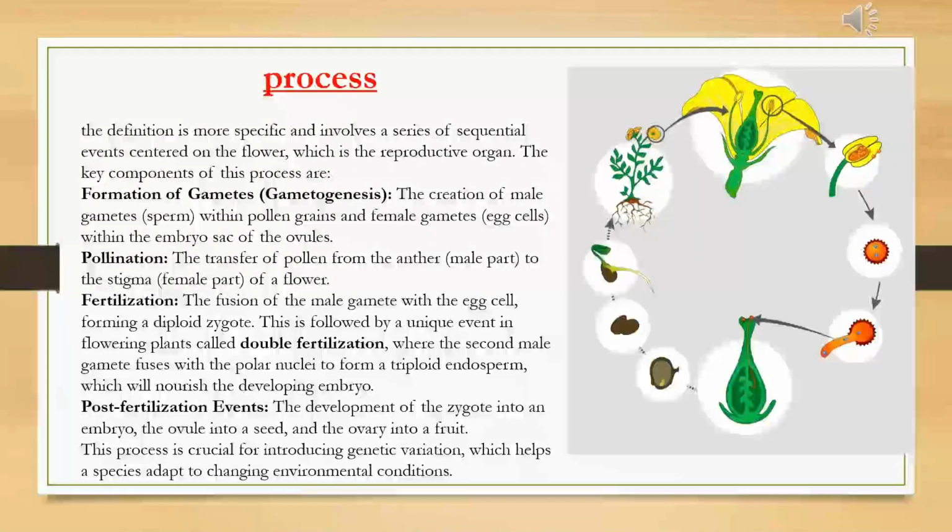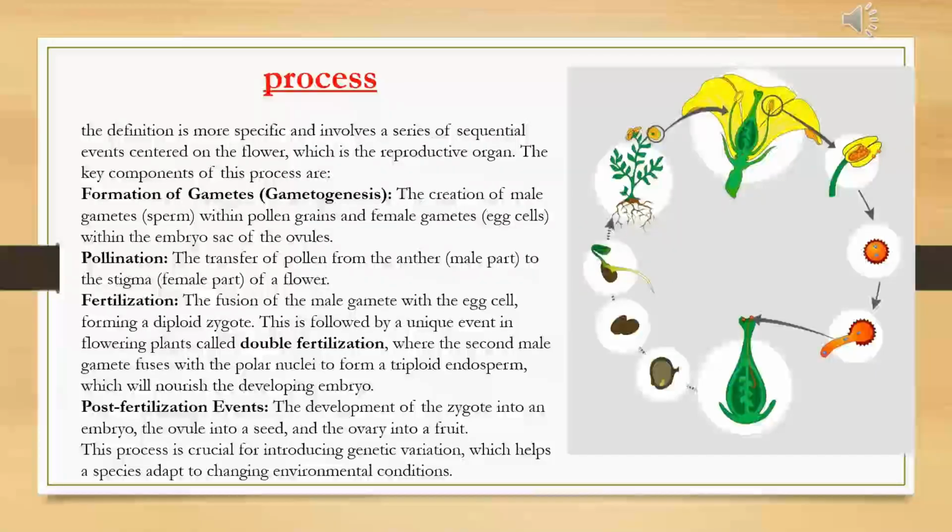Stigma is also called the female part of a flower. The third step is fertilization. This is the main step. It is the fusion of the male gamete with the egg cell, forming a diploid zygote. This is followed by a unique event in the flowering plant called double fertilization, where the second male gamete fuses with the polar nuclei to form a triploid endosperm, which will nourish the developing embryo.